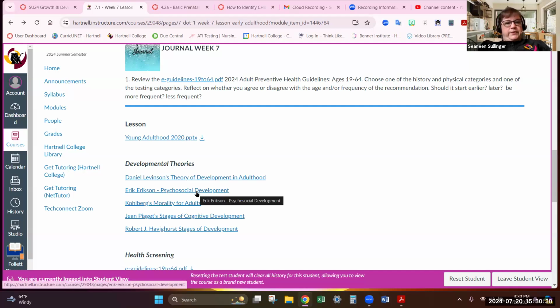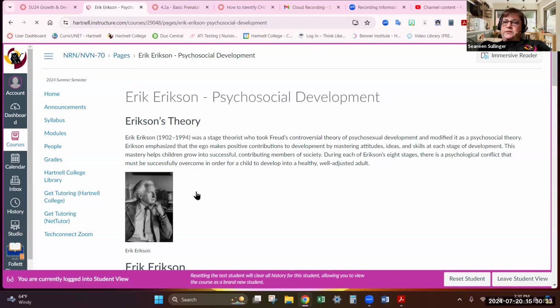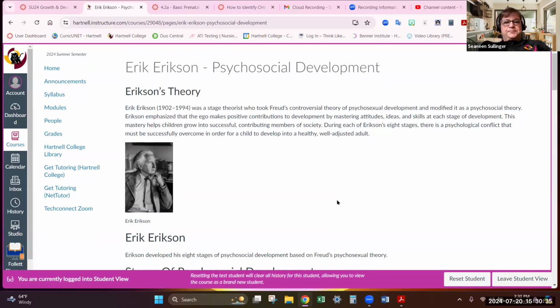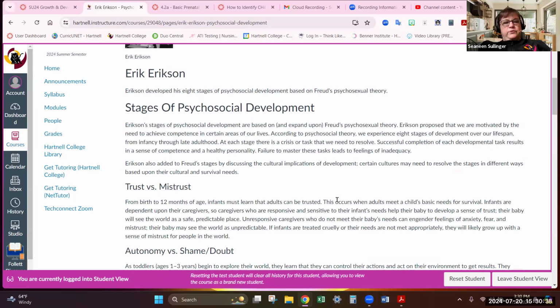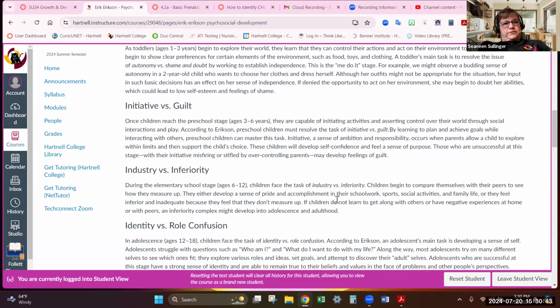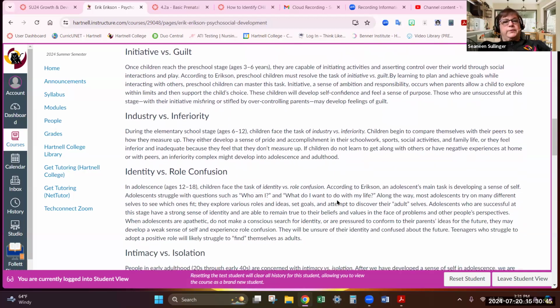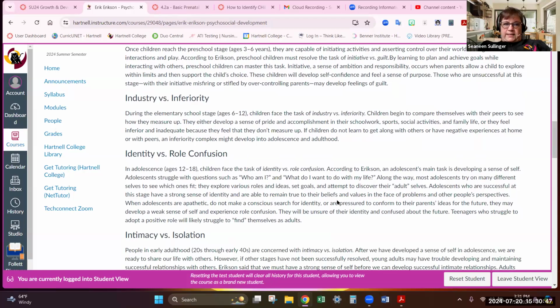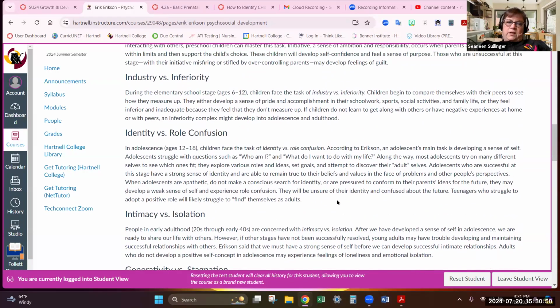So let's look at Erik Erikson and psychosocial development because we've been looking at his theories. We started with trust versus mistrust, autonomy versus shame and doubt, initiative versus guilt. We talked about industry versus inferiority of the school-age child. And then the adolescent was identity versus role confusion. Now, there is a little bit of overlap potentially between identity versus role confusion and intimacy versus isolation, depending on how old and the situations. You can kind of overlap with both of those.